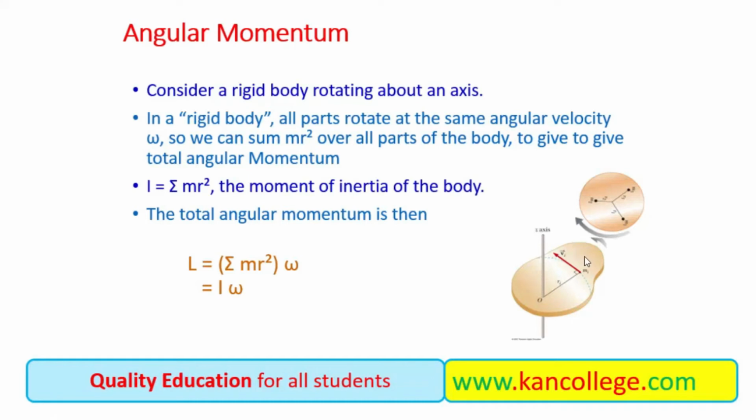By summing up the angular momentums of all the parts, we get the total angular momentum. And as omega is common, the same angular velocity for all the parts, we take omega common from this summation. And inside the bracket, the sum of all moments of inertia will be the total moment of inertia of the rigid body. So angular momentum will be equal to total moment of inertia into angular velocity.